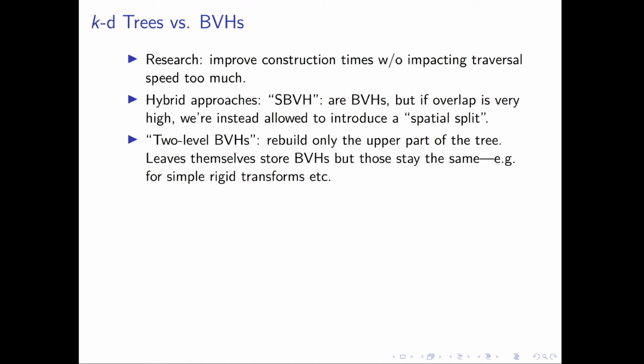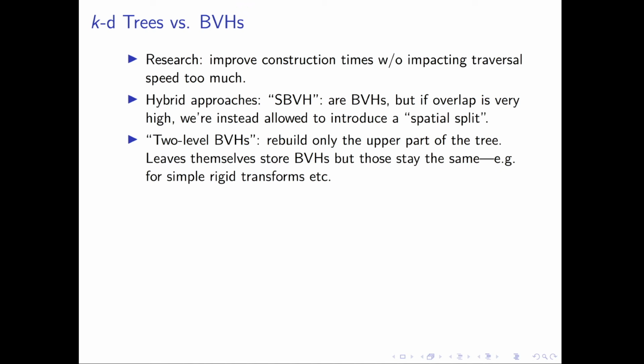Therefore, there also exist hybrid approaches that in certain situations allow us to introduce so-called spatial splits. These are basically hybrid approaches between KD trees and bounding volume hierarchies. I guess this is a bit of an advanced topic. In this case, we, for instance, will lose certain properties like the a priori known memory requirements. But suffice it to say that there are hybrid approaches out there, and they're quite popular. The SBVH approach is quite popular.